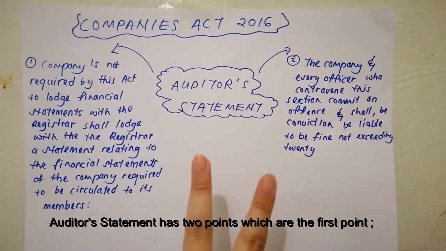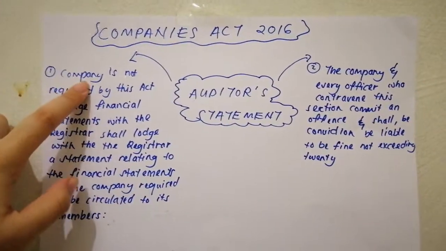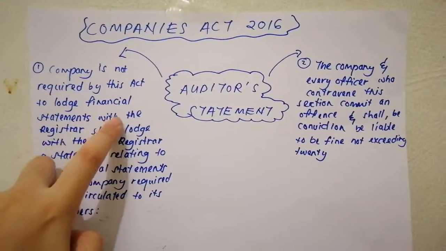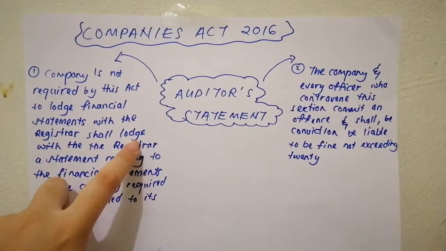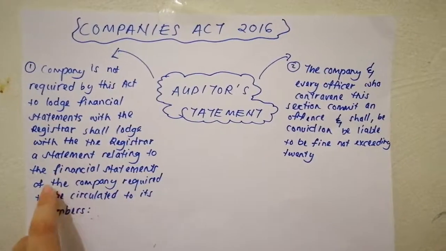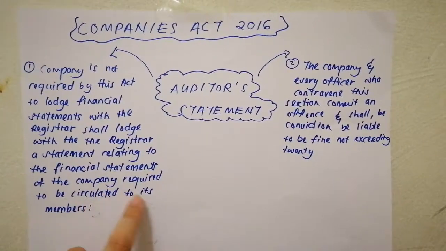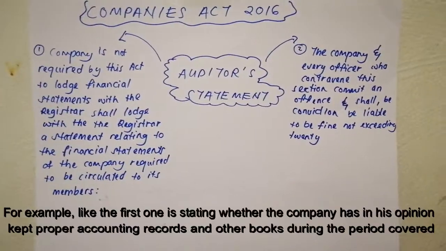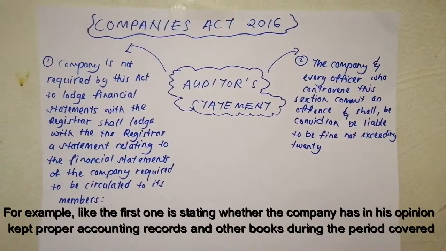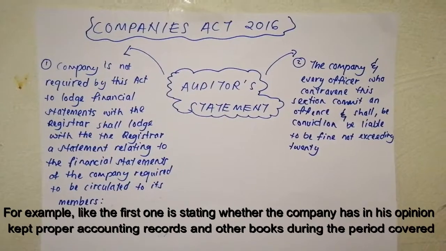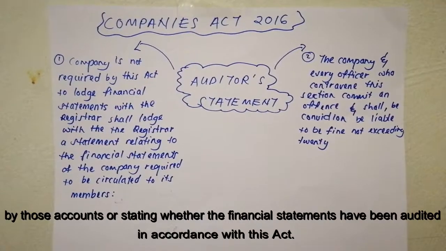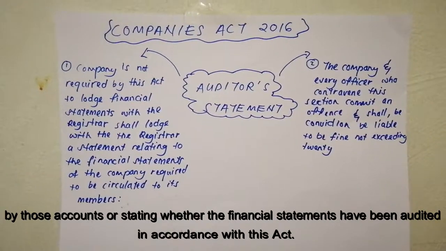Auditor's Statement has 2 points. The first point is that a company not required by this Act to lodge financial statements with the registrar shall lodge with the registrar a statement relating to the financial statements of a company required to be circulated to its members. For example, stating whether the company has, in its opinion, kept proper accounting records and other books during the period covered by those accounts, or stating whether the financial statement has been audited in accordance with this Act.